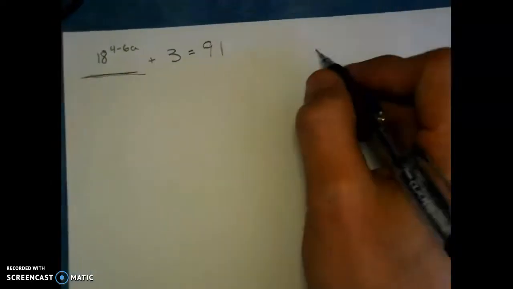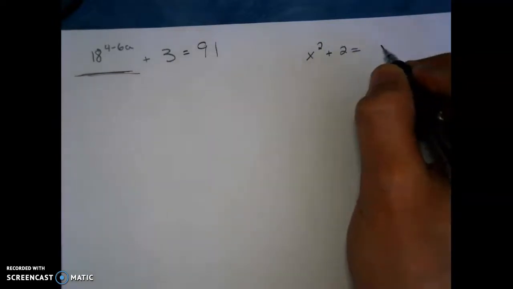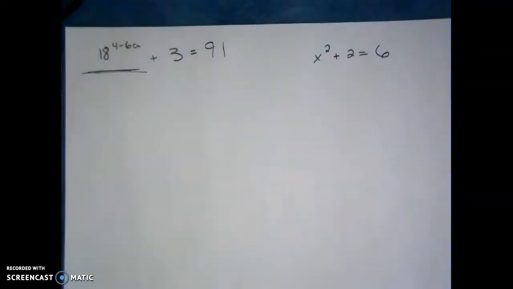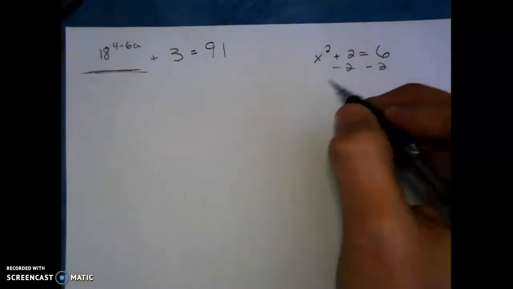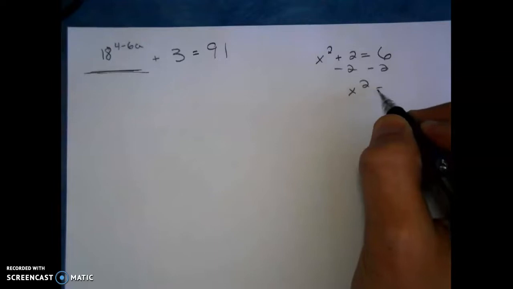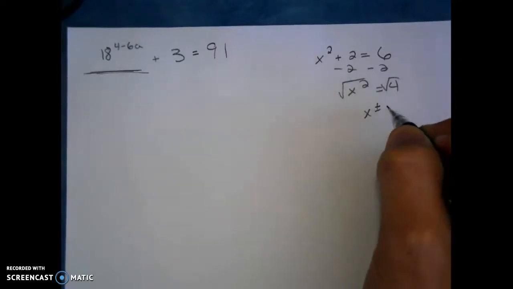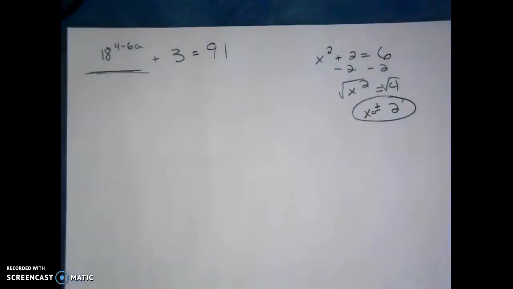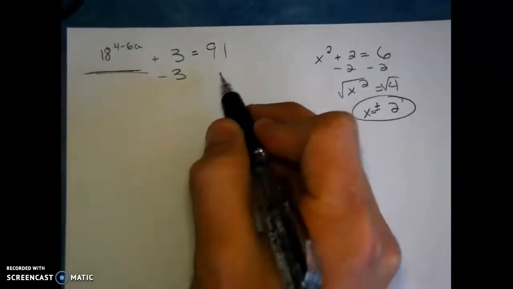Okay, so just like if we had something like this, well, before we can square root this, we have to subtract 2 over, and then get x squared is equal to 4, divide, and we get x is equal to plus or minus 2. Okay, this is the same idea. So before we can do the log snail, we need to subtract this 3 over.